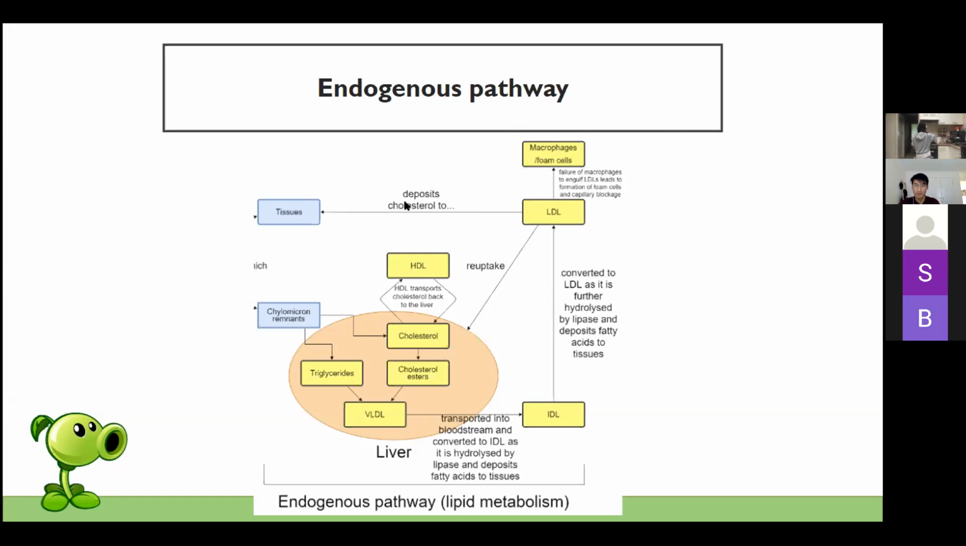I guess the important thing is that the LDL will deposit cholesterol in the tissues, and then some of it will also get reuptaken by the liver. So the LDL goes back to the liver. The process can start over again. I didn't mention HDL. We haven't got there yet.